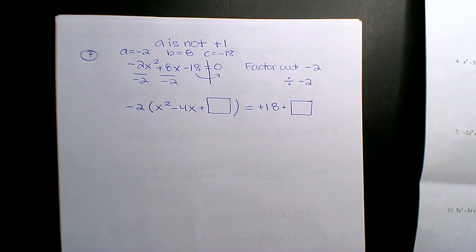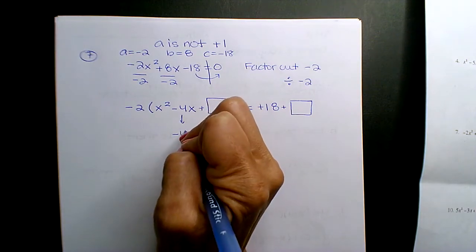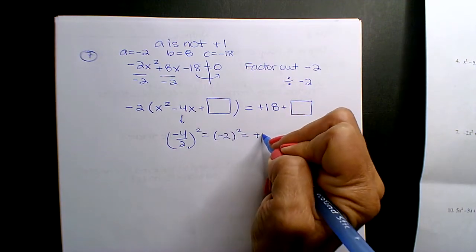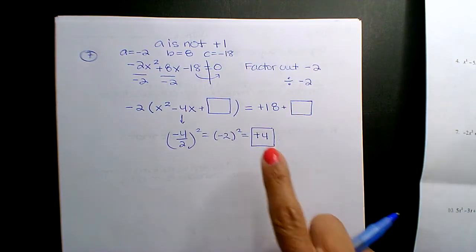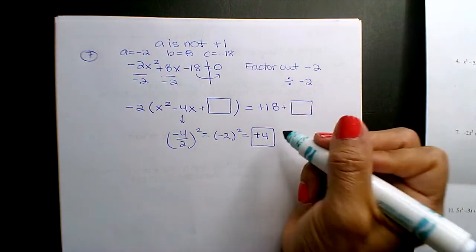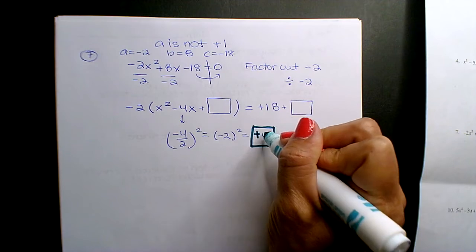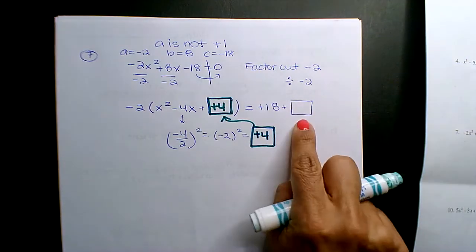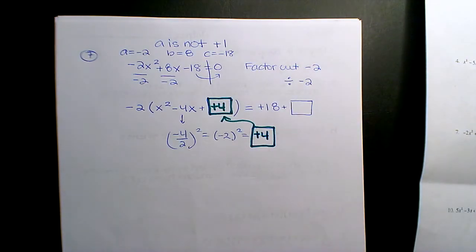So far so good? Okay, so now I'm going to do my b over 2 squared. So here's my b value. Negative 4 divided by 2 squared is positive 4. Now, that positive 4 will be positive in this box. However, in this one, it's not going to be a positive 4 because it has to multiply by that negative 2 GCF, so it's going to become a negative 8 here.